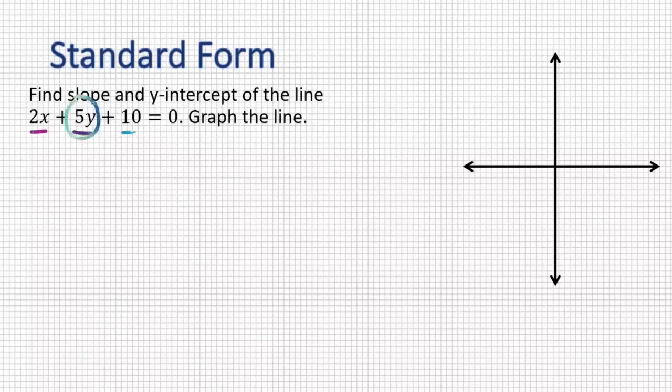So the first step to solve for y is to move the other terms, the positive 2x and the positive 10, to the right-hand side. Because both 2x and 10 are positive, we'll move them by subtracting them from both sides. This gives us 5y is equal to -2x and -10. I chose to write the term with the x first because I'm aiming for y equals mx plus b slope-intercept form. I want to see the term with the x immediately to the right of the equal sign.